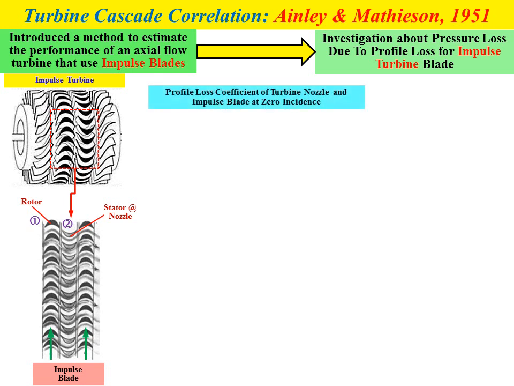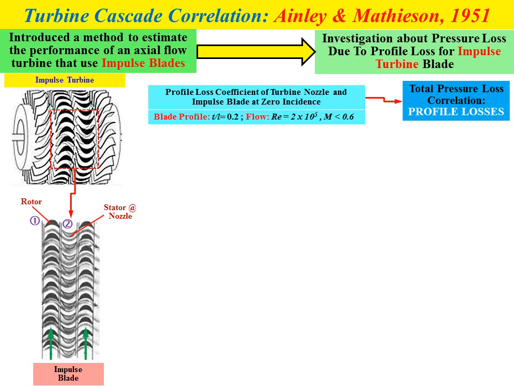In terms of the results obtained by Ainley and Mathieson, for impulse blades they obtained the profile loss coefficient of the turbine nozzle or stator and impulse blade at zero incidence angle, i equal to 0. This result is specific to a blade profile where t over l equals 0.2 and a flow condition with Reynolds number equal to 20,000 and Mach number below 0.6. The information we obtain from this result is actually the total pressure loss correlation based on profile losses.